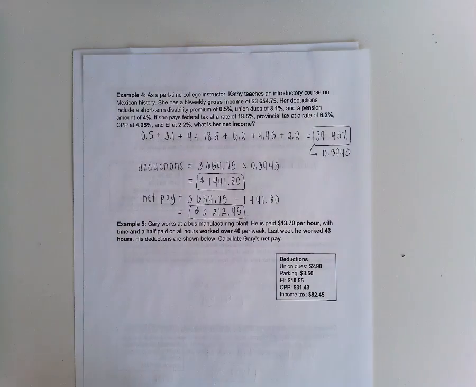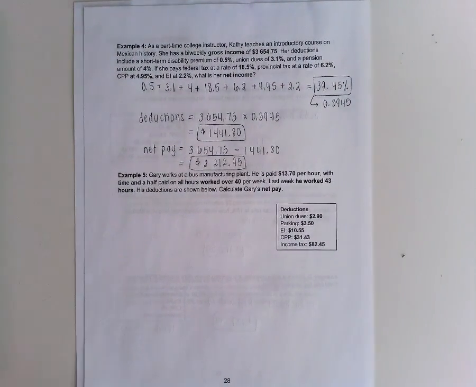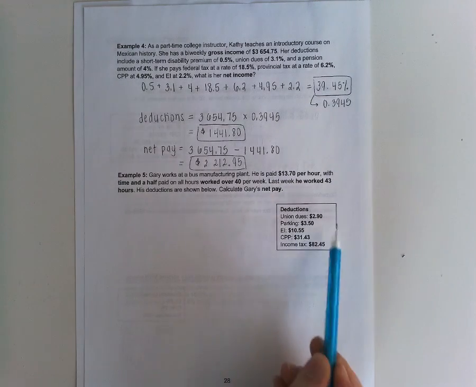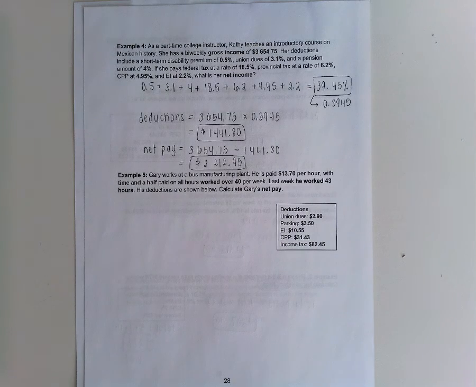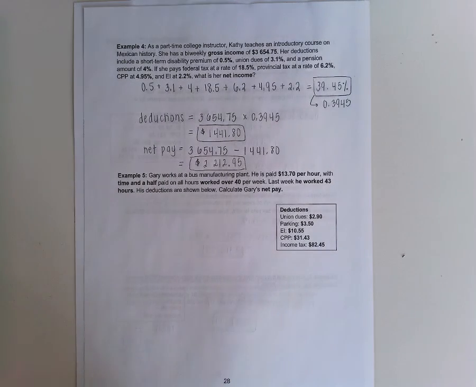And finally, if we look at example 5, Gary works at a bus manufacturing plant. He is paid $13.70 per hour with time and a half paid on all hours worked over 40 per week. Last week he worked 43 hours. His deductions are shown below in this little box. Calculate his net pay. So in this question, we have to calculate his overtime. We also need to calculate his deductions, and then we need to calculate his net pay. So let's start by calculating his total pay, including overtime.